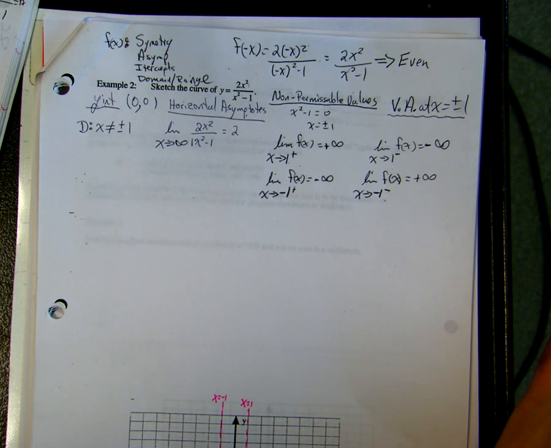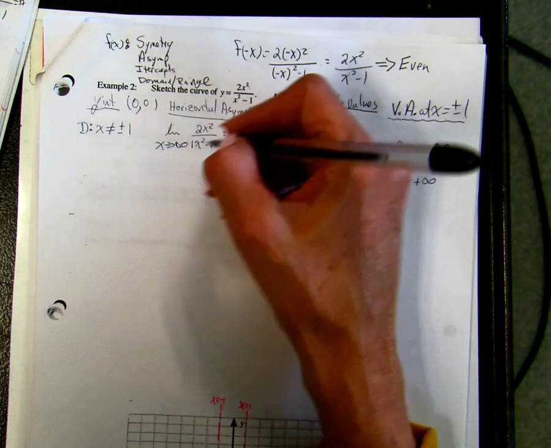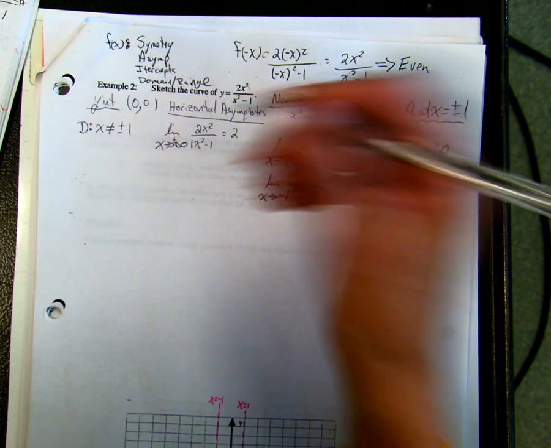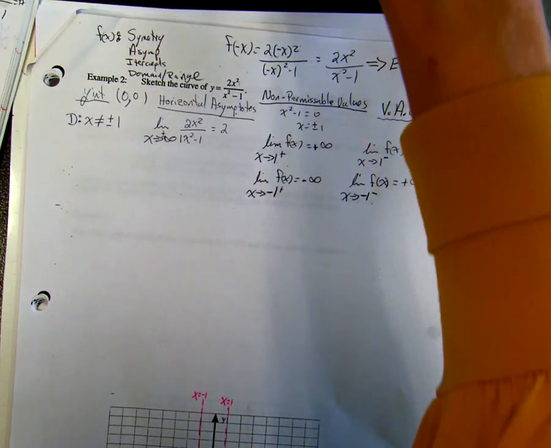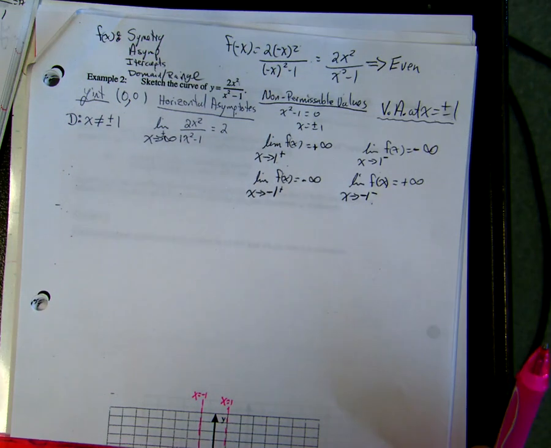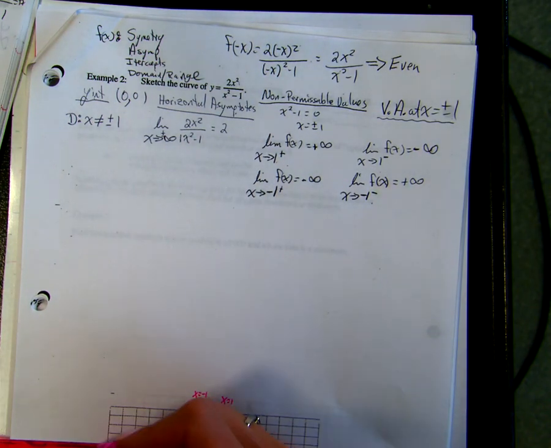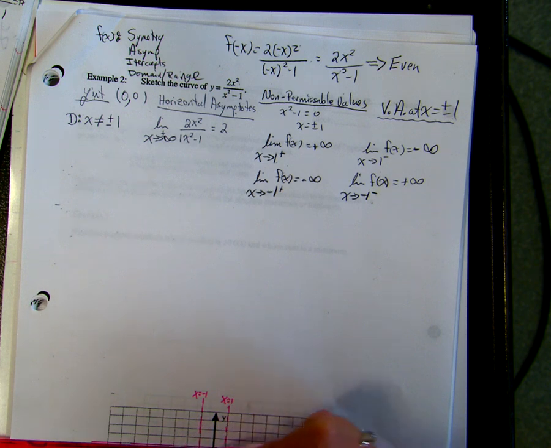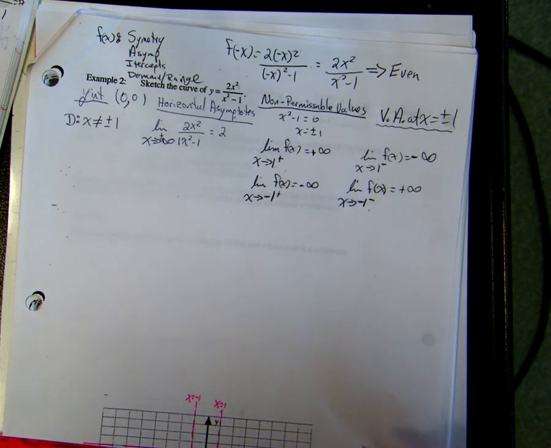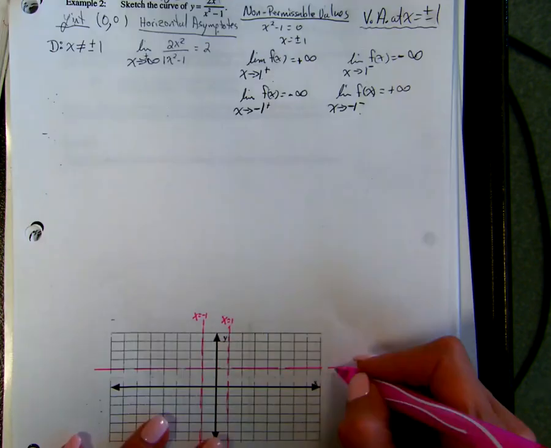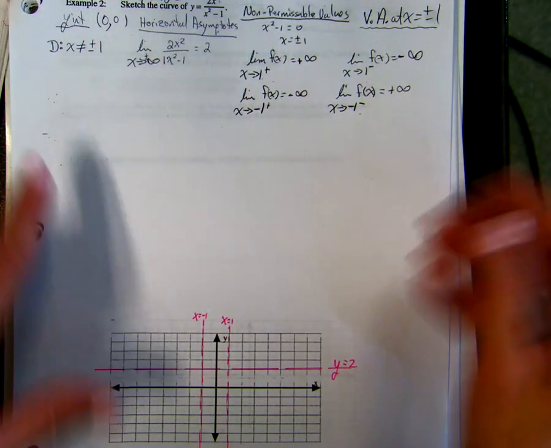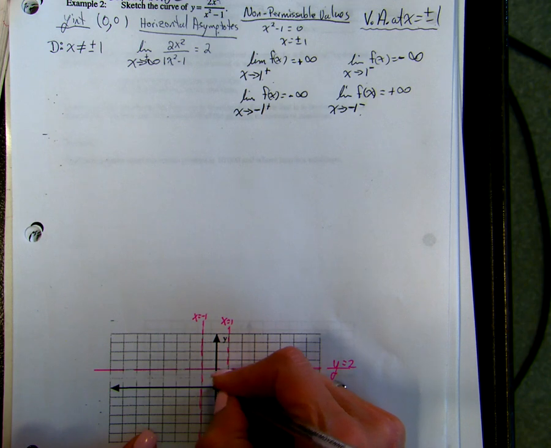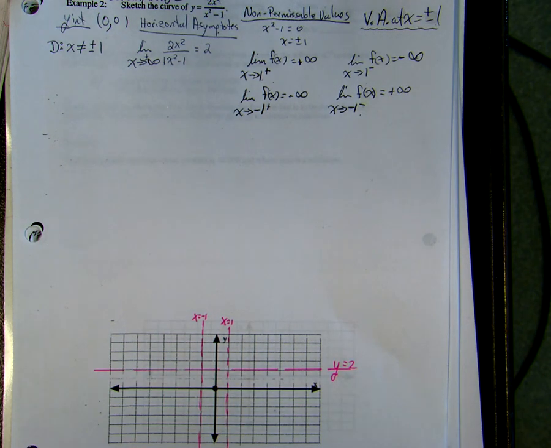Well, it's an even function. I'm going to square those numbers. It's also going to be 2. So we've got a horizontal asymptote at x equals 2. Did I say x? At y equals 2. Okay, and we also had that one and only intercept.